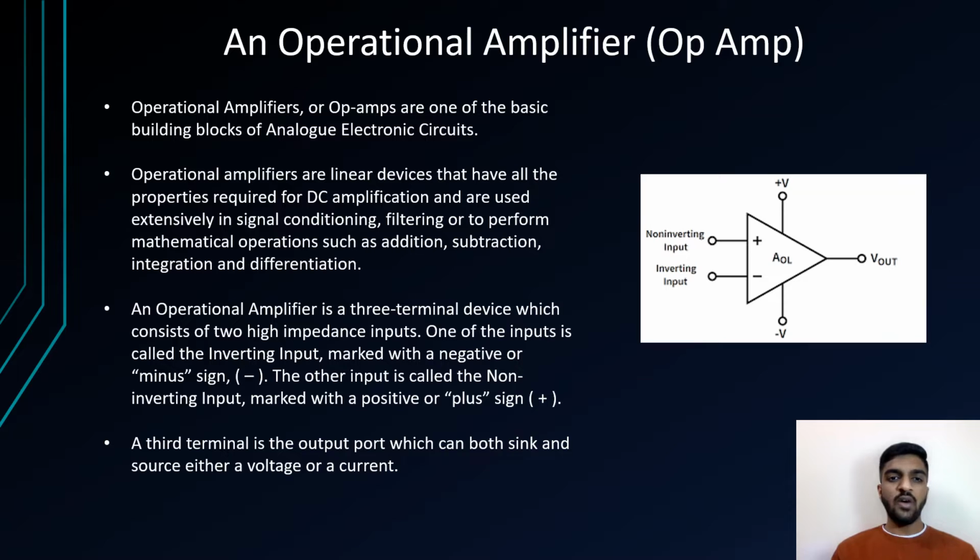An operational amplifier is a three-terminal device which consists of two high impedance inputs. One of the inputs is called the inverting input, marked with a negative or minus sign. The other input is called the non-inverting input, marked with a positive or plus sign. A third terminal is the output port, which can both sink and source either a voltage or a current. The following details are given in the diagram.